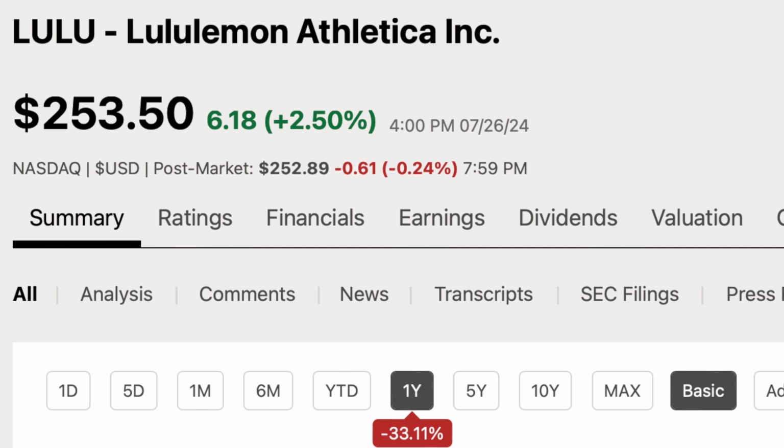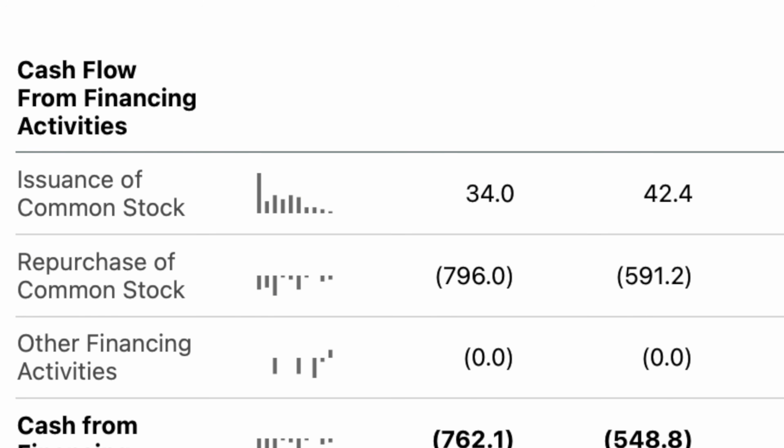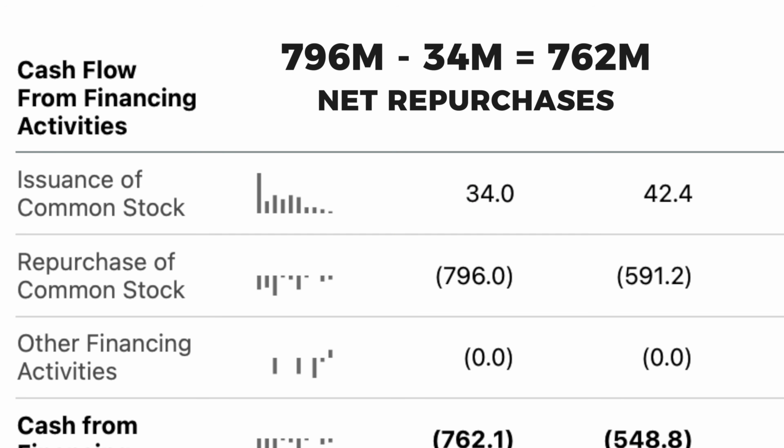Now first off, Lululemon, which we're going to be talking about again later this week. They don't actually pay a dividend, but they are buying back shares. So if we look at how much they've bought back over the trailing 12 months, it's $796 million. But they also issued $34 million in stock during that time. So net, they bought back $762 million worth of shares.